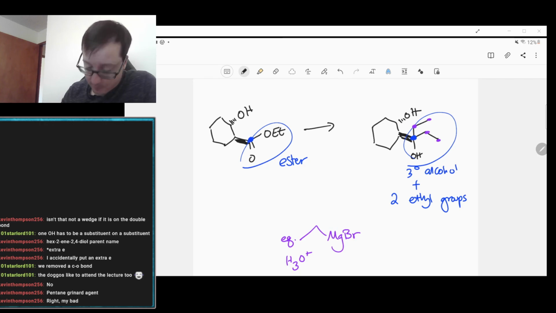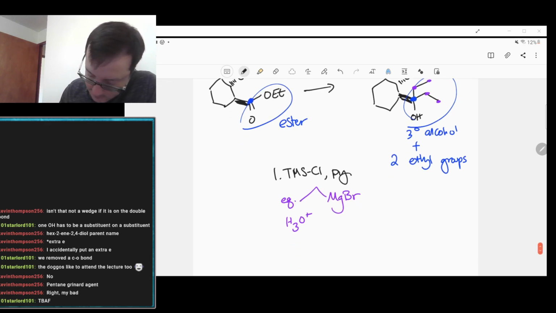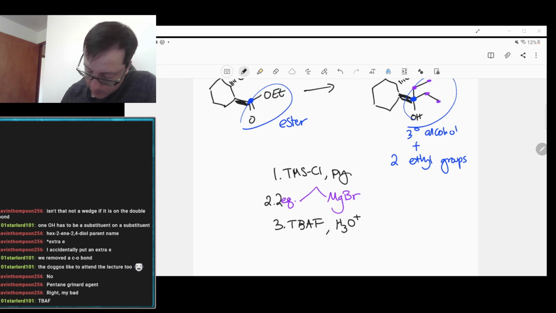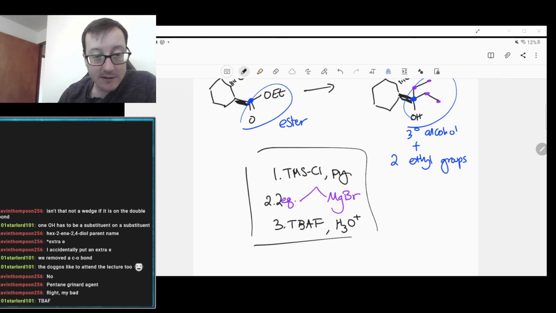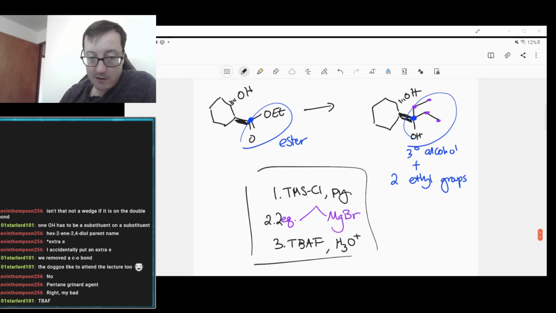We need to protect the alcohol first. So we need to put the TMSCl and then the pyridine. Then we can put our two equivalents of this. Then we need the TBAF and then our acid. We can combine those. That's fine. And that'll be our set of reagents necessary there. So protect, then we can go ahead and do our Grignard reaction, and then deprotect, and then protonate everything, and that'll give us our product.